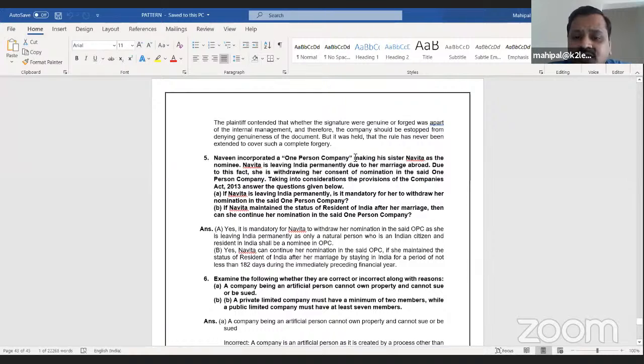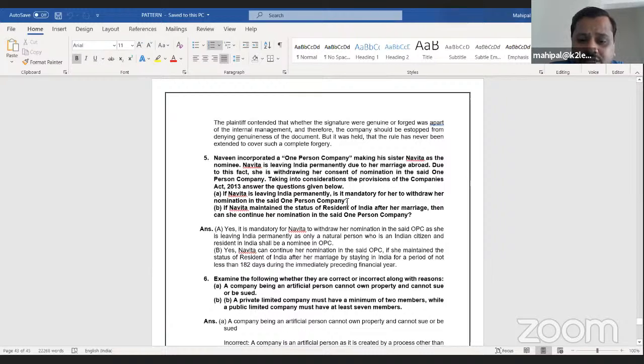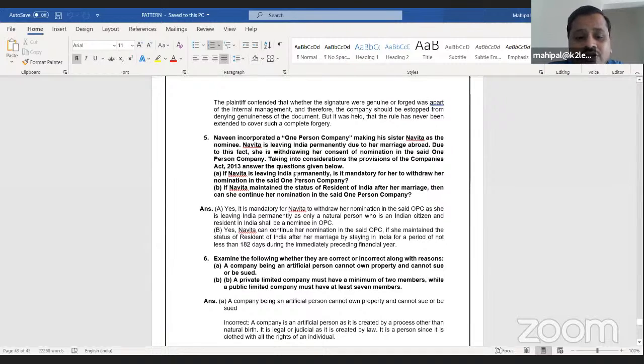Naveen incorporated a 1-person company, making his sister Navita a nominee. Navita is living in India permanently due to her marriage abroad. Due to the fact she is withdrawing her consent as the nominee in the said 1-person company, taking into consideration the provisions of the Companies Act, answer the following. If Navita is living abroad permanently, is it mandatory for her to withdraw her nomination in the said 1-person company? If Navita maintains the status of resident of India after her marriage, then can she continue as the nominee? First one, yes, Navita has to, because the nominee has to be an Indian resident.